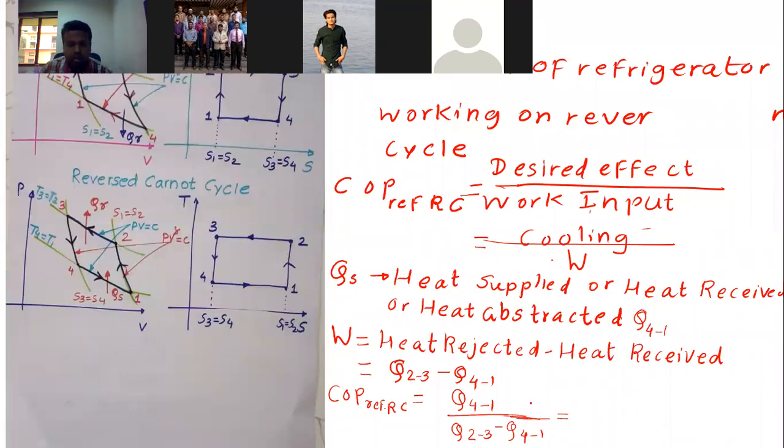See, this is very important. What is cooling? Cooling will be given by heat supplied, and during which process is heat supplied? That is during 4 to 1, upon work, which is Q2-3 minus Q4-1. Is that okay with this one, all of you?